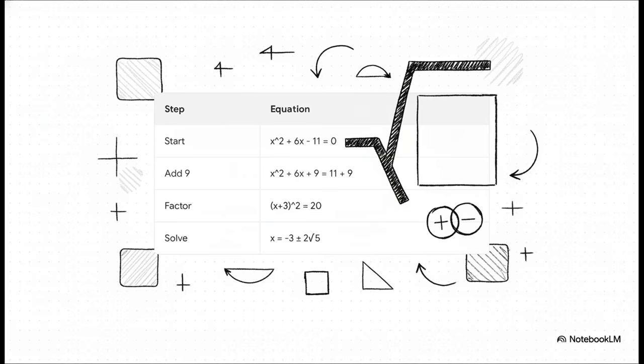First, we move the 11 over to the right side, creating those blank spaces we talked about. Now we assess the b term, which is 6. What's half of 6? It's 3. And 3 squared gives us 9, so we add 9 to both sides of the equation.